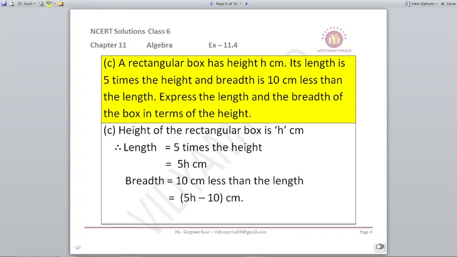A rectangular box has height h centimeters. Its length is 5 times the height and the breadth is 10 centimeters less than the length. Express the length and the breadth of the box in terms of the height. Now height of a rectangular box is h. Length is 5 times the height. So height is h. 5 times height means 5 multiplied by h, that is 5h. Breadth is 10 centimeters less than the length. Now length we know 5h. We need to subtract 10 from it to find out the breadth. So 5h minus 10 will be the breadth.